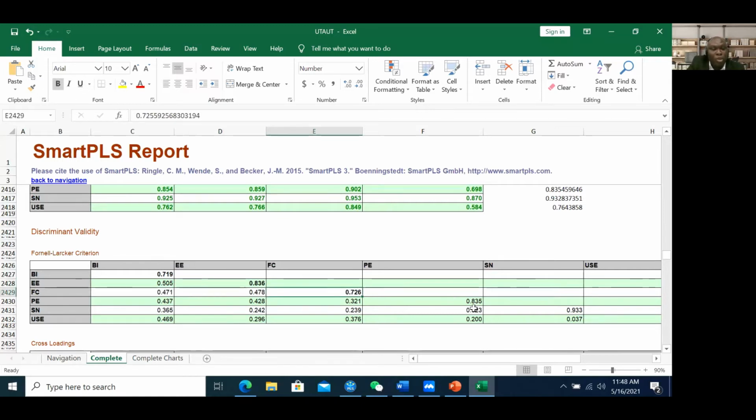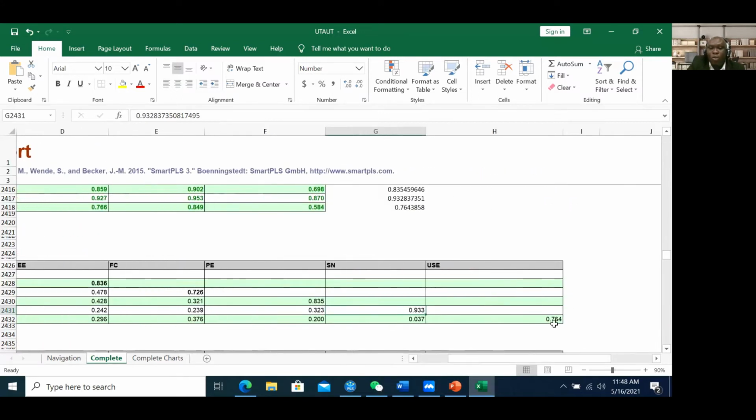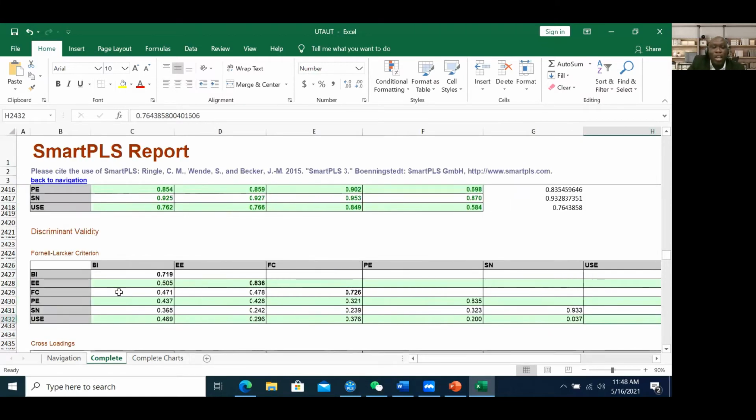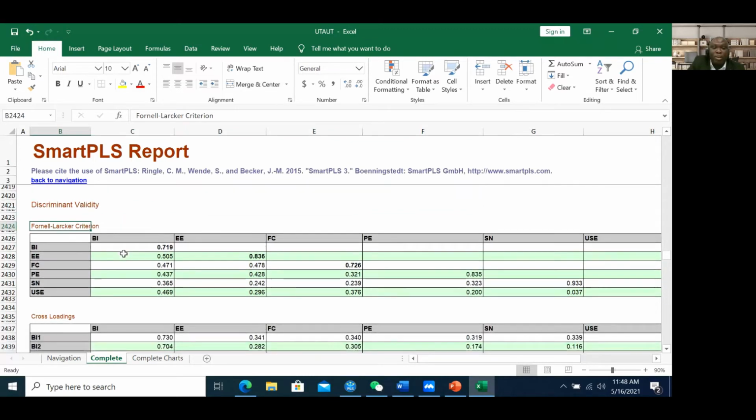When you come to PE, 0.835, it's higher than 0.321, higher than 0.428, higher than 0.437. You do the same for SN, and then you do the same for USE. So looking at this table, the Fornell and Larcker criterion has been met when you're using that to assess discriminant validity.